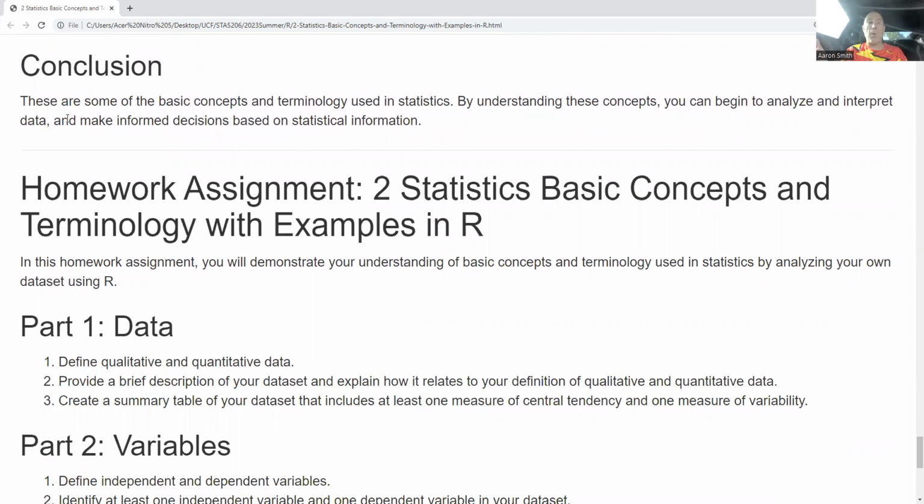All right, so here are some basic concepts and terminology that's used in statistics. By understanding these concepts, we can begin to articulate our results when we analyze and interpret data, and this will help us make informed decisions.